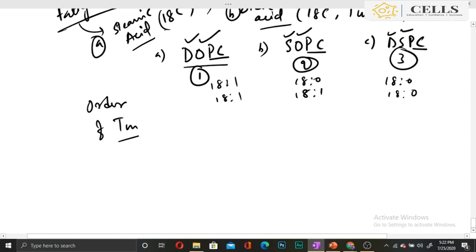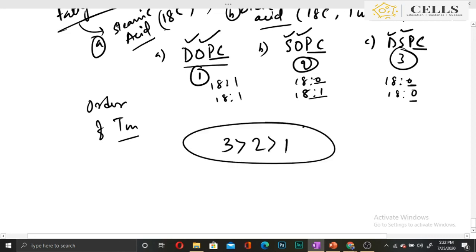So it is evident now. There is 0 unsaturation. The thing is, where there is least unsaturation, there will be more Tm. So 3 will be the greatest, and then there is 1 unsaturation, and then 2. As only one chain is unsaturated and the other is not, 2 will come next, and then 1. So the order will be 3, 2, 1. Okay, that is the case, right?